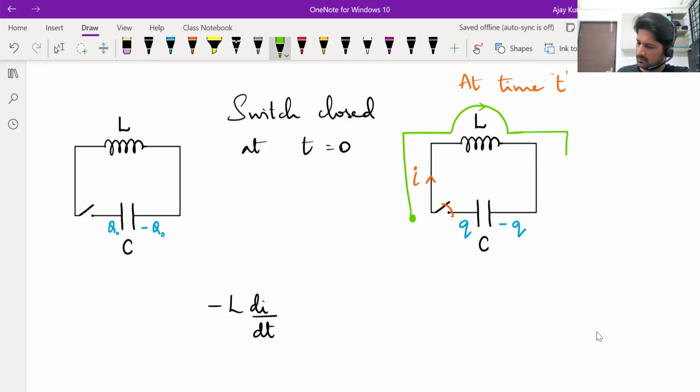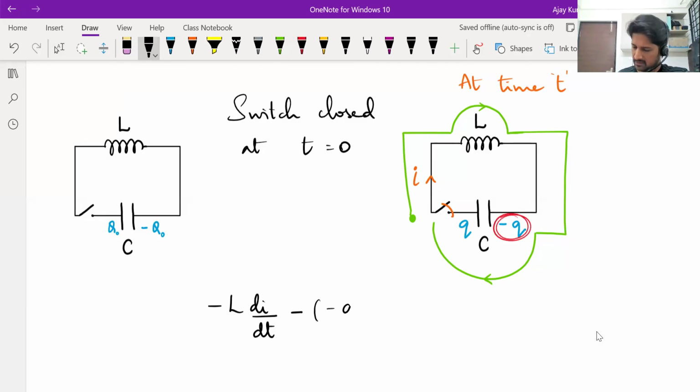And Rishi, you tell me, how do we write potential change across a capacitor? Sir, minus Q by C. No, it's not like a formula minus Q by C. Isha, you tell. Minus of minus Q by C. It's negative of charge on the first plate that you come across divided by C. Here, the first plate of the capacitor which we encounter is having a charge minus Q. So it becomes minus of minus Q by C. Rishi, is this clear?